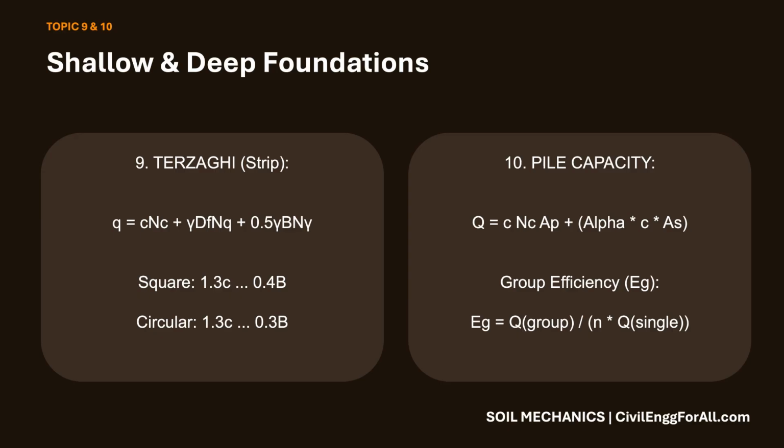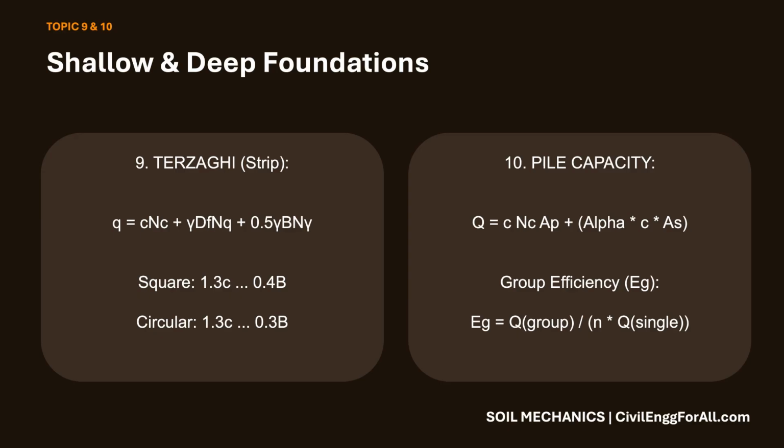Finally, topic number 9 and 10, foundations. For shallow foundations, we use Terzaghi's equation. For a strip footing, q equals c into Nc plus gamma into Df into Nq plus 0.5 into gamma into width B into N gamma. If the footing is square, multiply the first term by 1.3 and the last term by 0.4. If it is circular, multiply the first term by 1.3 and the last term by 0.3.